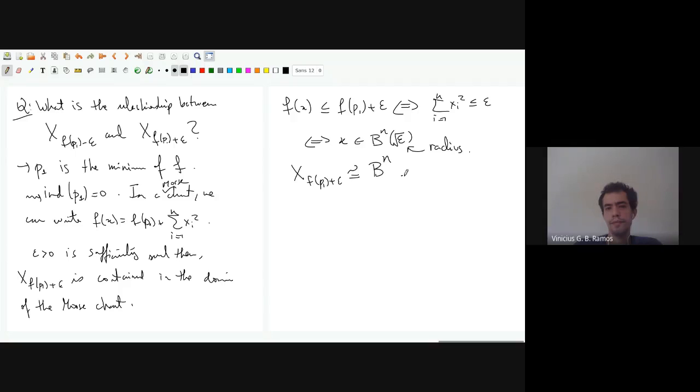Okay, so you see what happens when you go through the minimum is that if you're below the minimum, then you have the empty set. And if you just go a little bit above the minimum, then you have an n-dimensional ball. That's the change of the topology.